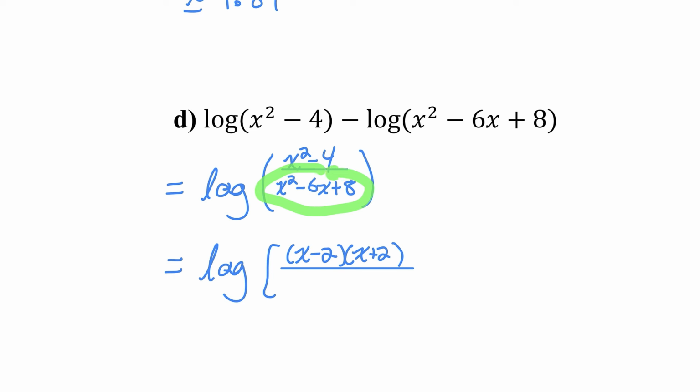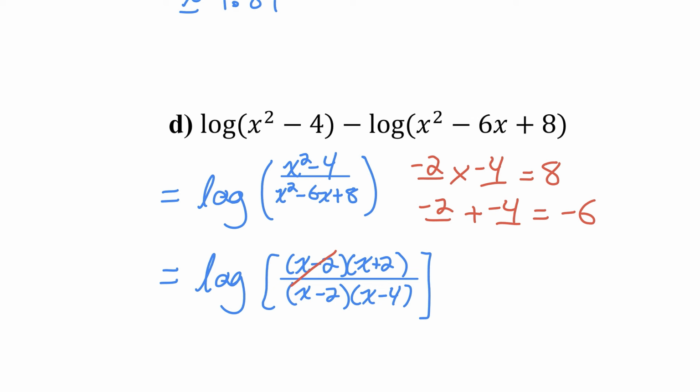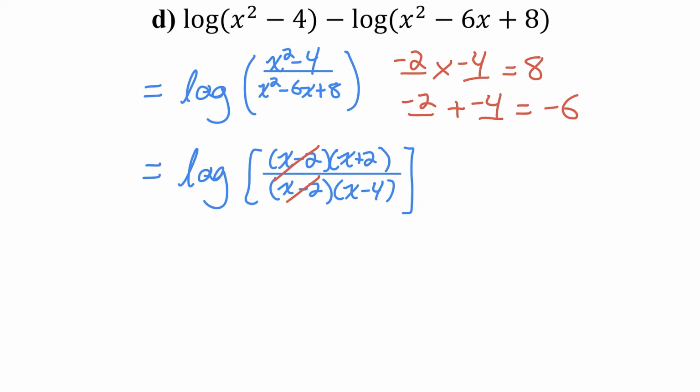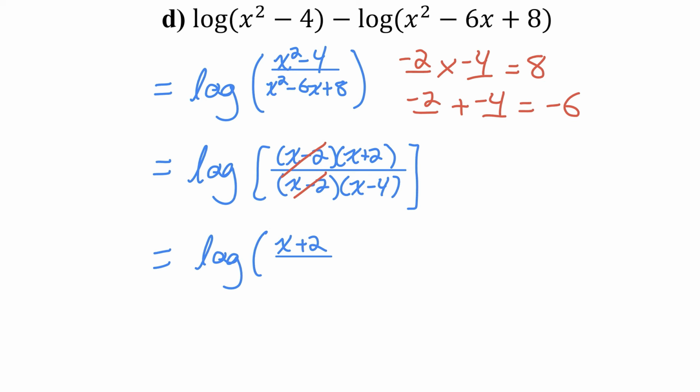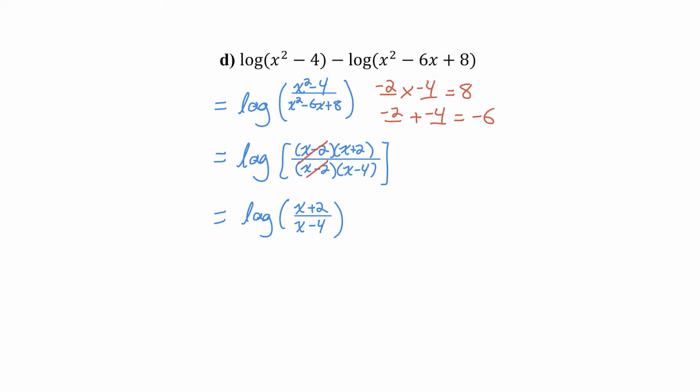And in the denominator, I have a quadratic trinomial. I could do sum and product factoring. I could find numbers that have a product of 8 and a sum of negative 6. The numbers that satisfy that product and sum are negative 2 and negative 4. So I know this quadratic would factor to x minus 2 times x minus 4. The x minus 2's would cancel out as long as x doesn't equal 2. And my expression would be equal to log of x plus 2 over x minus 4. There's nothing to evaluate for that expression because we don't know the value of x.